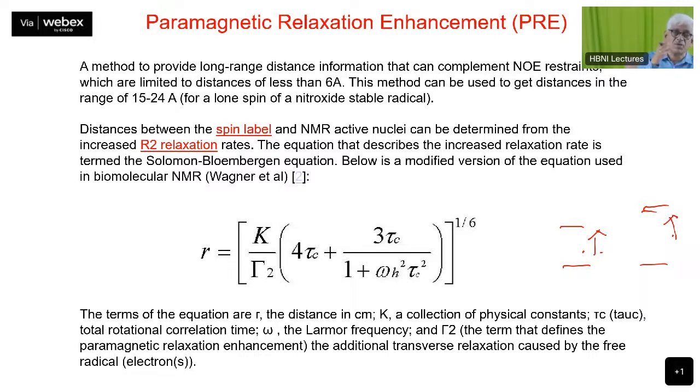Typically, for this one has to do a certain kind of synthesis, in that you have to attach a spin label to a particular amino acid residue. Often one attaches this to the cysteine residues.